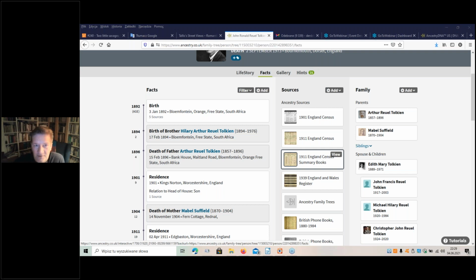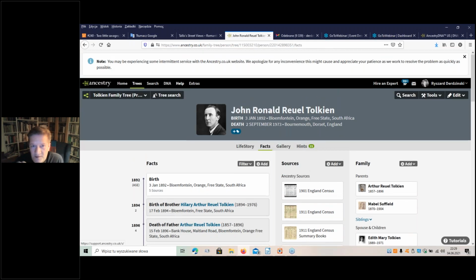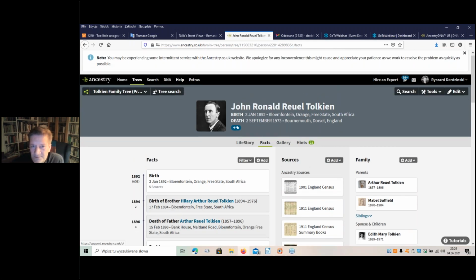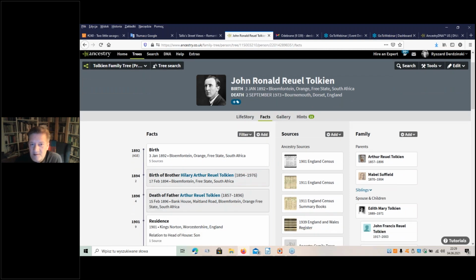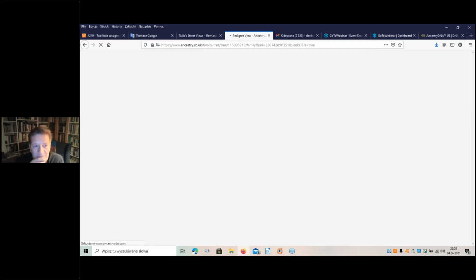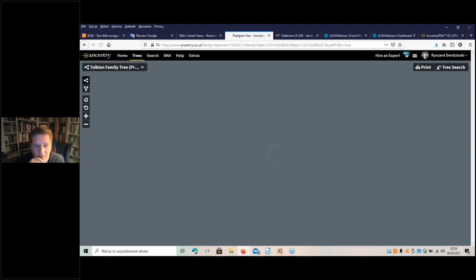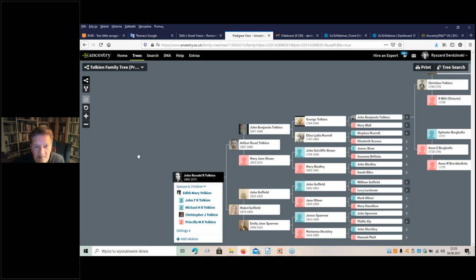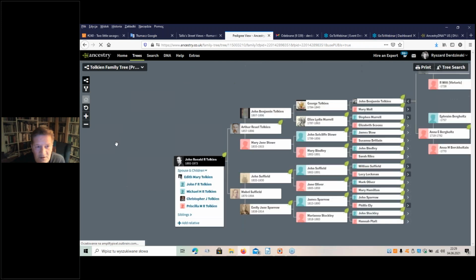I will start with John Ronald Reuel Tolkien. I hope you can see this panel. This is how Ancestry looks. I can show you also the family tree. Maybe we will start with this. So here you can see John Ronald Reuel Tolkien.